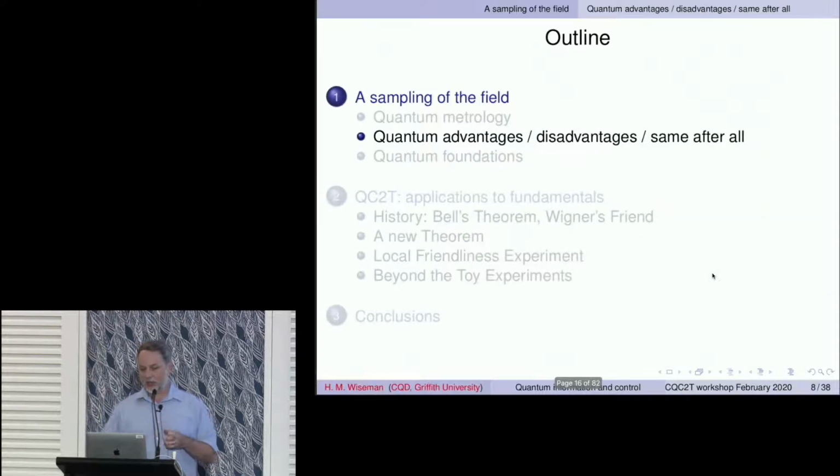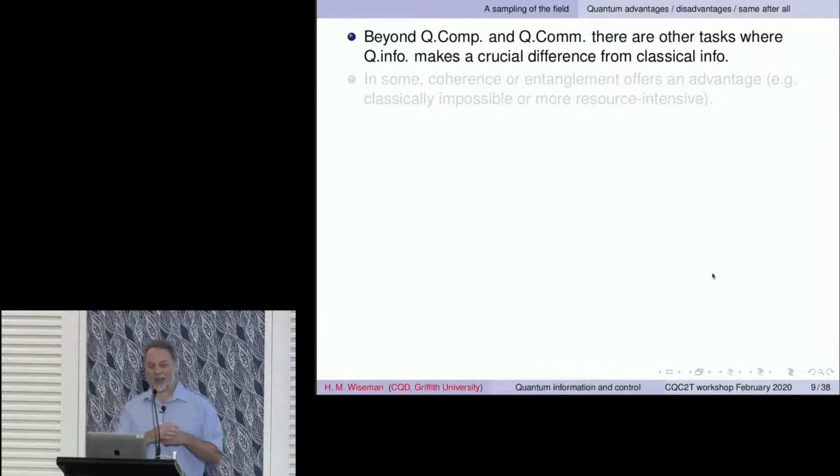As I said, I want to look now at other areas where you have quantum advantages, or maybe it could be a disadvantage, or maybe after all it turns out the same. And we'll see how that works out. Okay, so as I said, I'm going to begin with advantages. In general, we could just say that quantum mechanics often makes a difference, going from classical information to quantum information. It could be good, it could be bad, it could be neither.